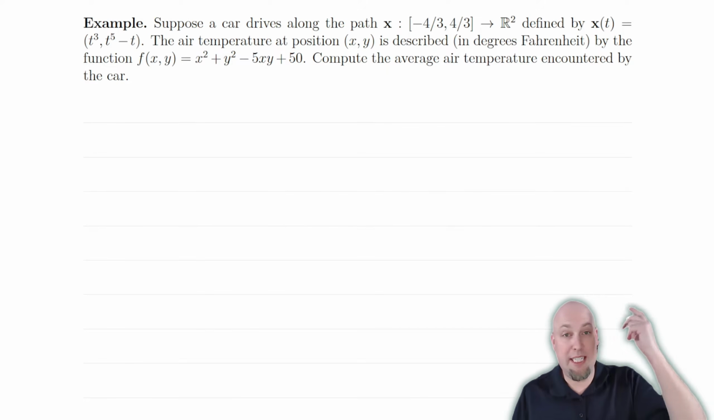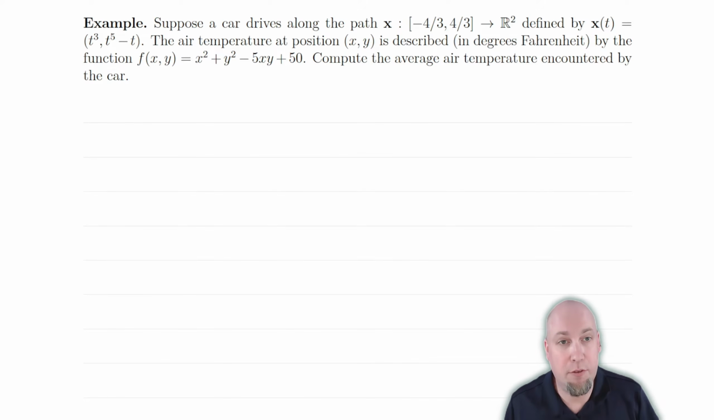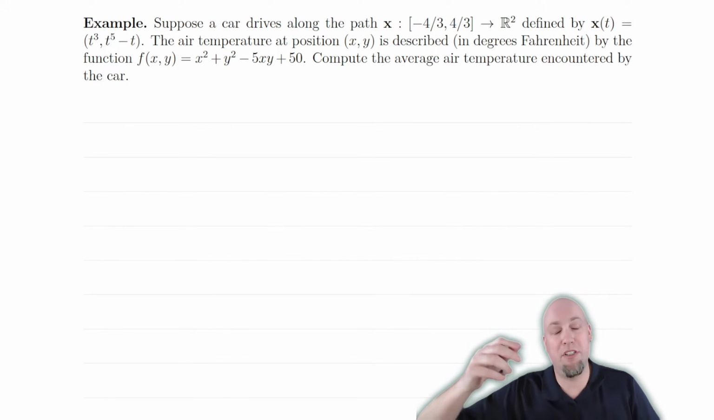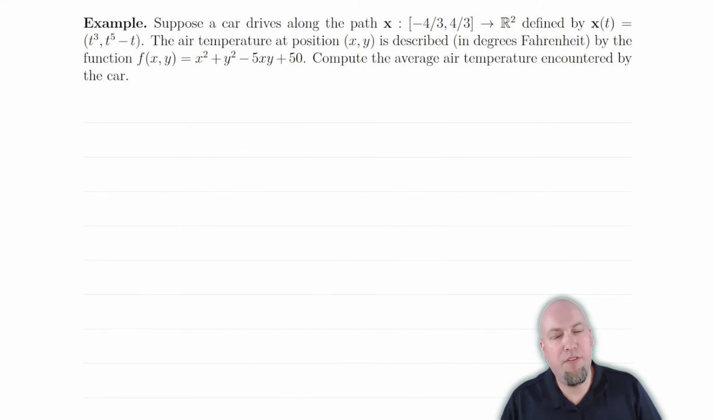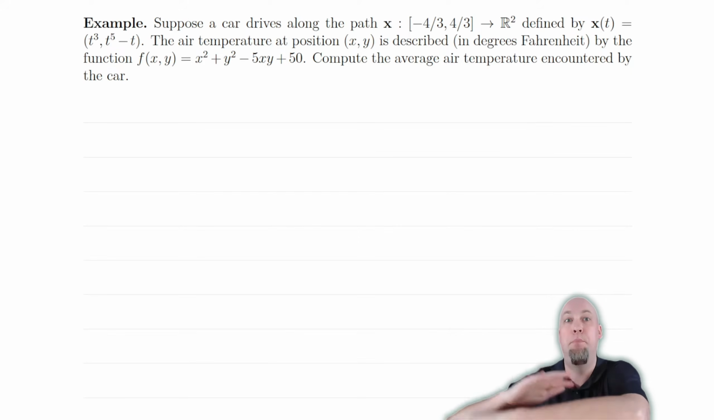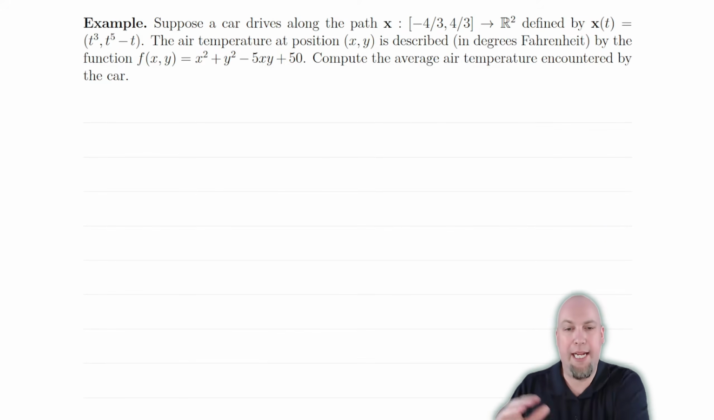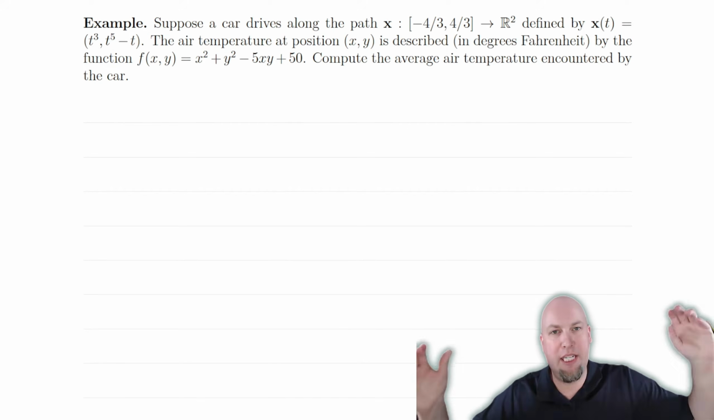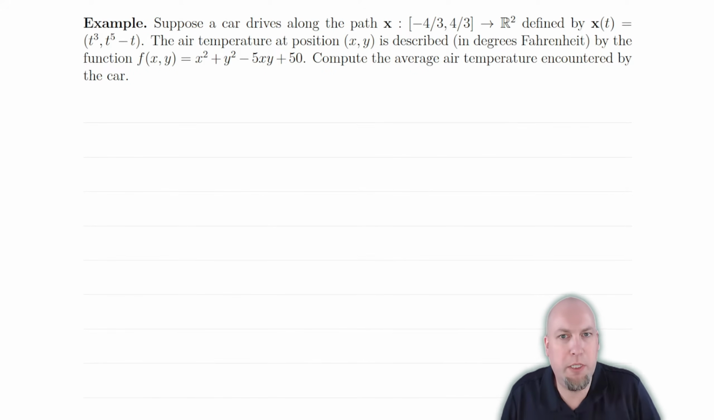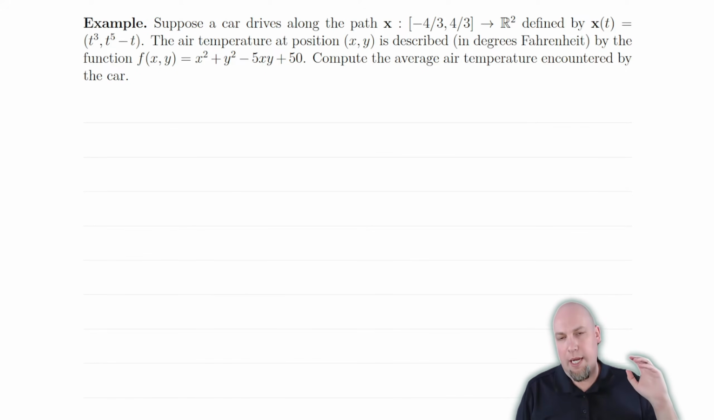Our goal is to do exactly what we've been talking about: compute the average air temperature encountered by the car as it drives. In other words, imagine someone hanging out the window of the car as it drives, and they take 1 billion temperature measurements as they're driving along, and then they average together those 1 billion temperature measurements. What are they going to get? So how do we do this?